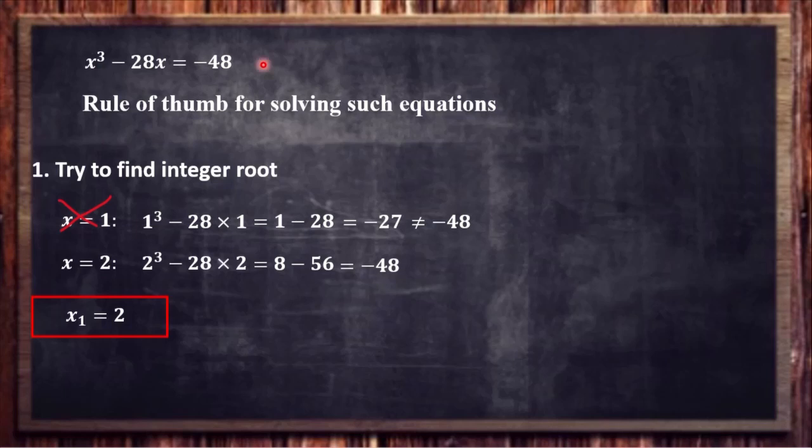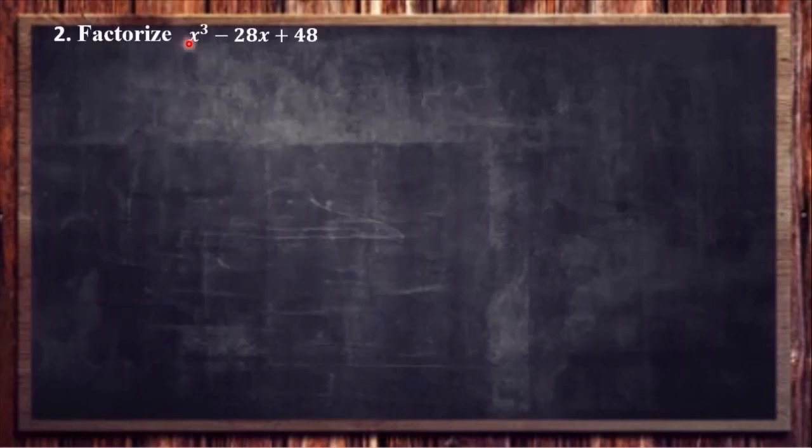Great. So let's rewrite this equation in this form. On the left-hand side, we have a polynomial of third degree, and our goal is to factorize this polynomial if we know one of its roots. So the second step is to factorize this polynomial. To do this, we will use one of the theorems of algebra.